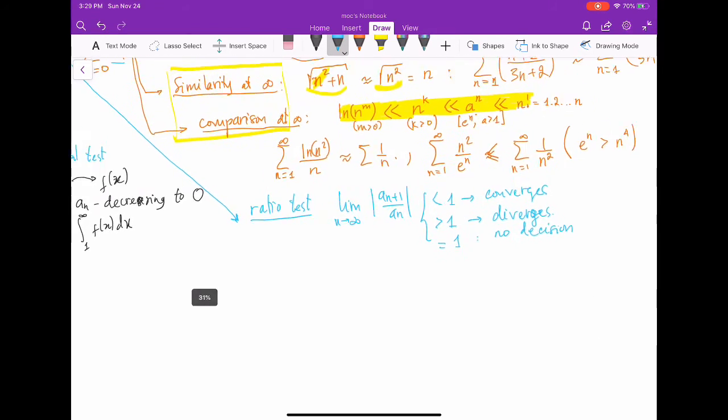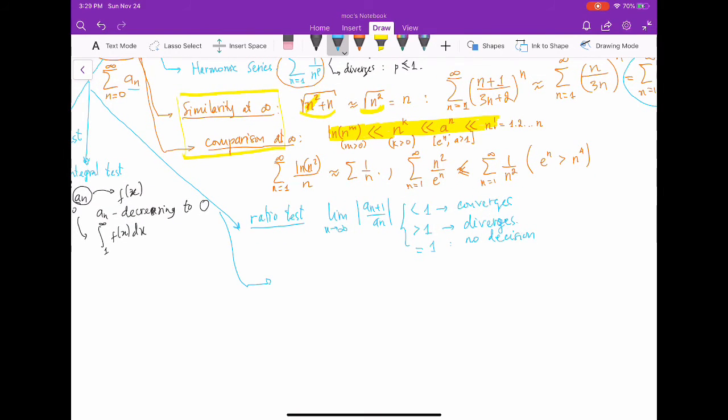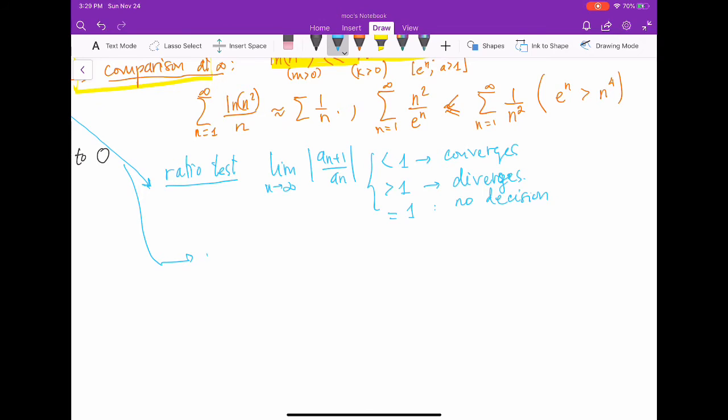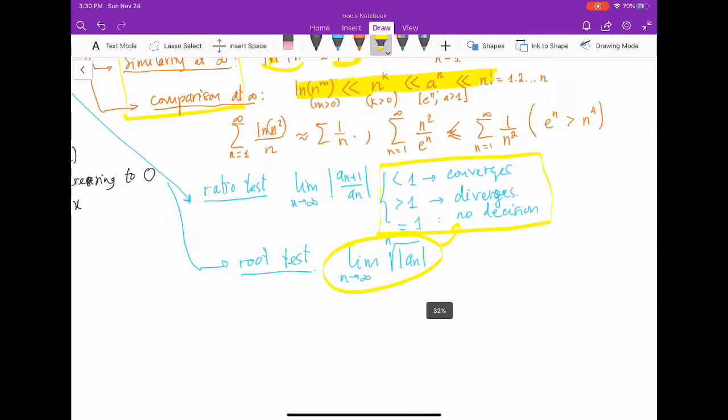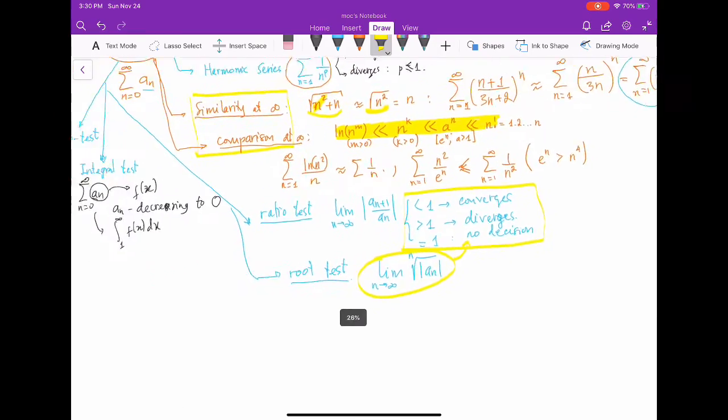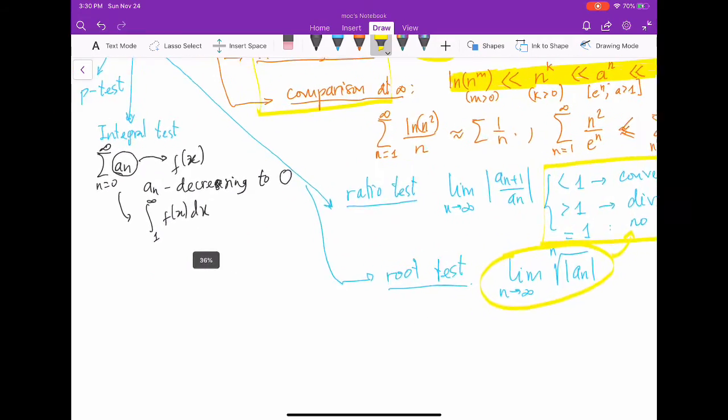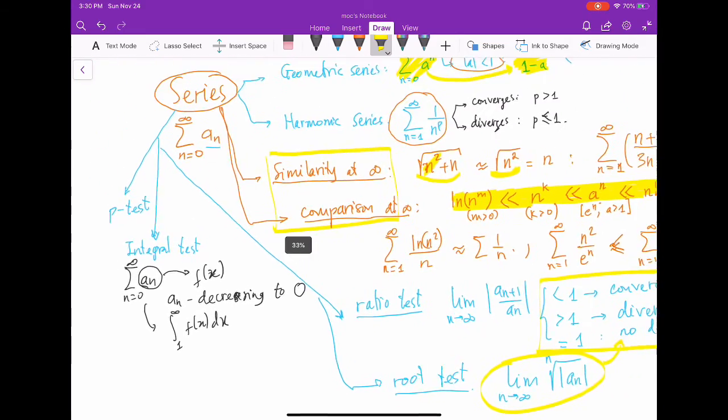Another important one is right here, the root test. Instead of considering the ratio, we consider the nth root of the absolute value of a_n as n approaches infinity. Again, for this one, we just make a copy. If this limit is less than 1, converge; greater than 1, diverge; equal to 1, no decision. So that is the root test. Okay, I think that is all about numerical series. I hope that this picture is good enough.